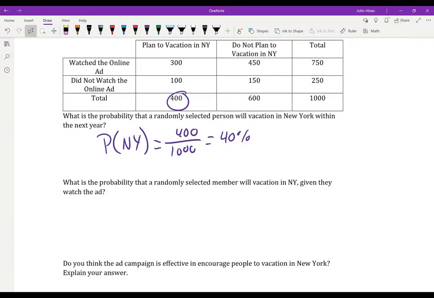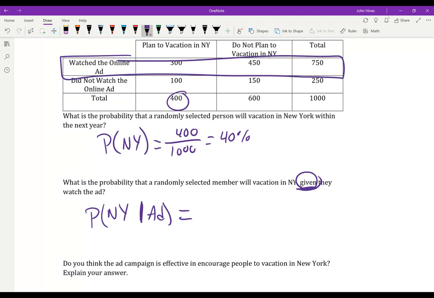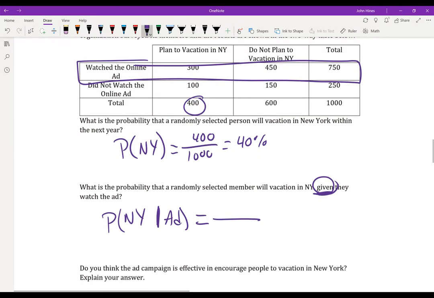What is the probability that a randomly selected member will vacation in New York given, that's the key word of today, given they watch the ad? So my universe shrinks to I'm only allowed to choose from the people who watch the ad. I'm still finding the probability that they're going to New York given they watch the ad. So my universe shrunk. I'm only allowed to pick from the people who watch the ad. So my universe, my denominator, becomes 750. Of those people, how many are going to New York? 300. 300 over 750 is 40%.